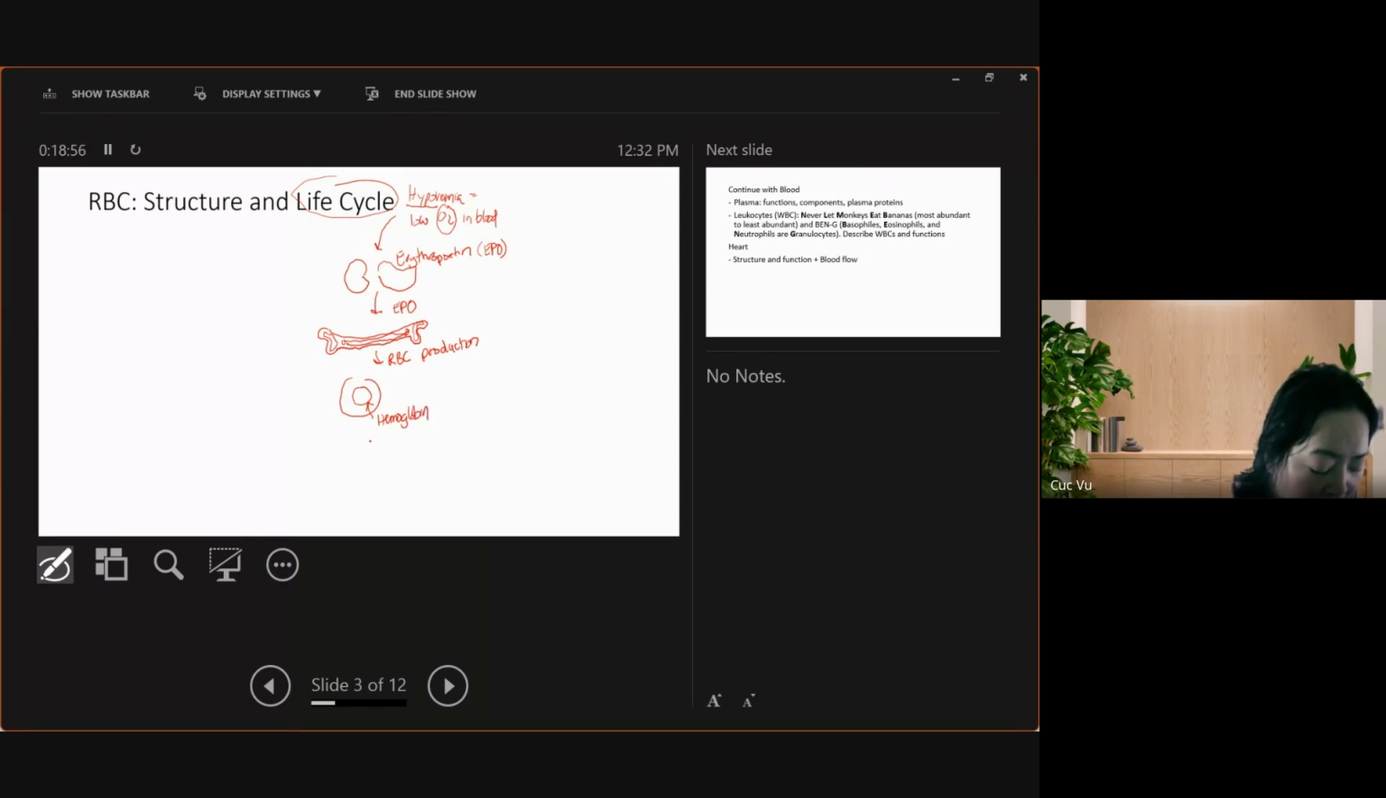Okay. So that's one way in which red blood cells are produced, through this process as an example. Or it could just be in general, a red blood cell being produced. But essentially this happens all the time in your body. New red blood cells are constantly being made.